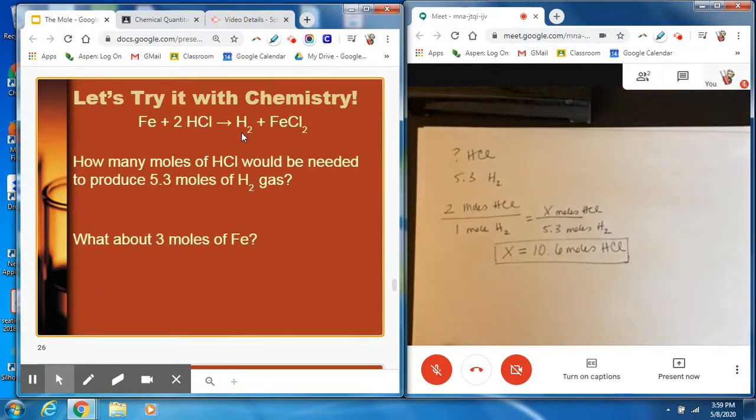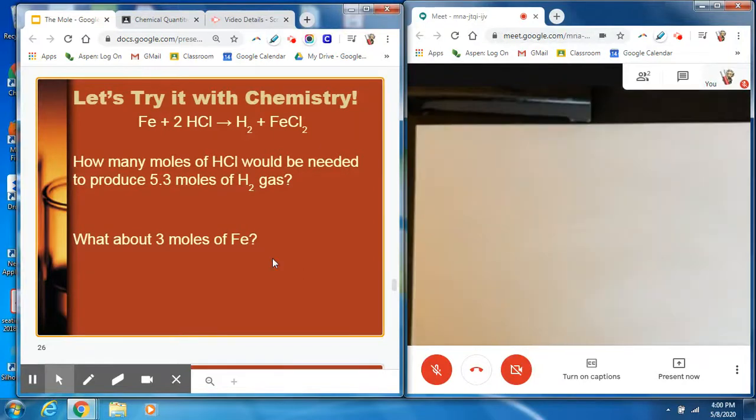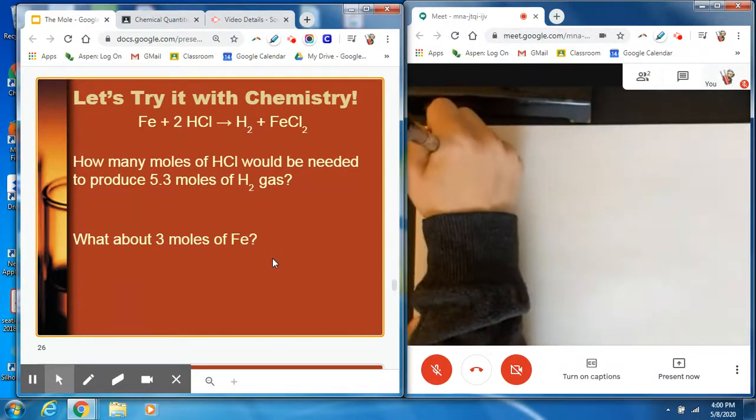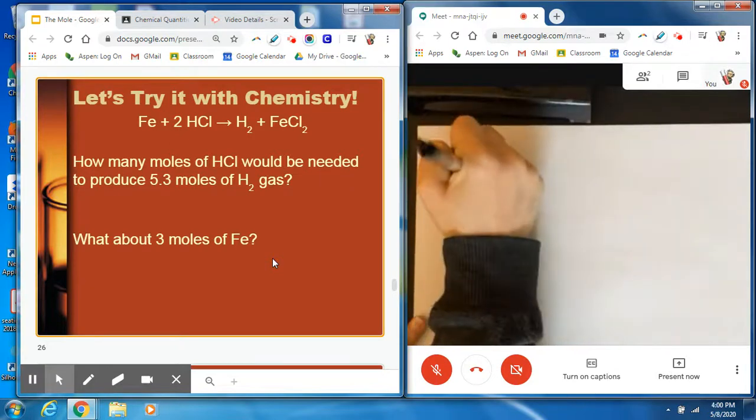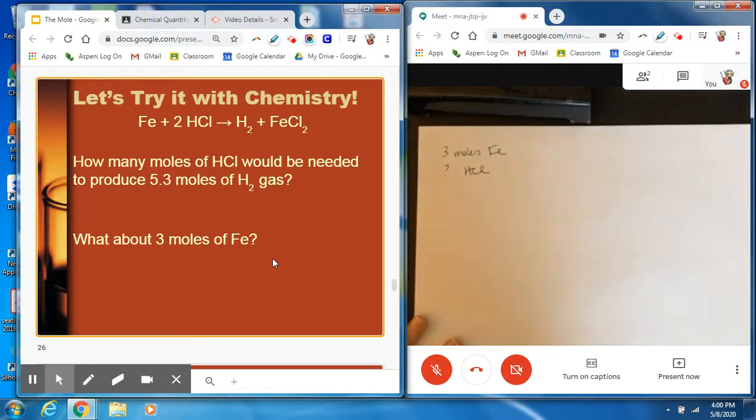Okay, let's try another example. What if we have 3 moles of Fe? How many moles of HCl are going to be needed? So let's take a look at that. If I have 3 moles of Fe, how many moles of HCl would be needed to use that all up?